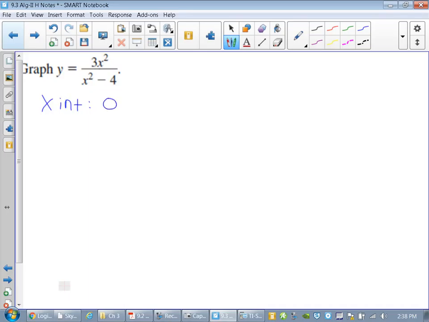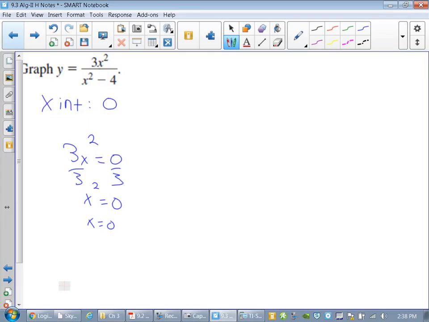Why is it 0? Set the numerator equal to 0. Solve for x. Why is it equal to 0? Divide 0 by 3. Divide 3 by 0. Why do you do that? Just obvious, it's on the bottom.